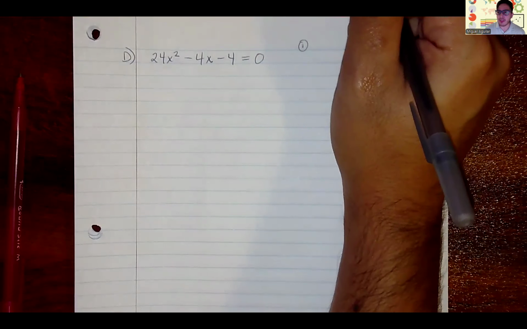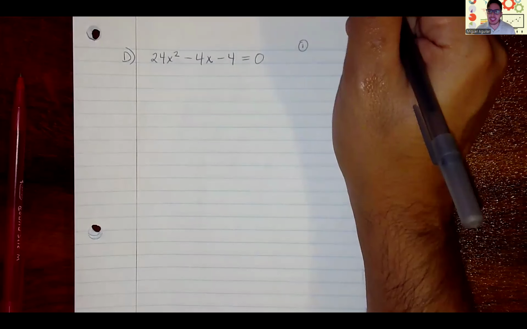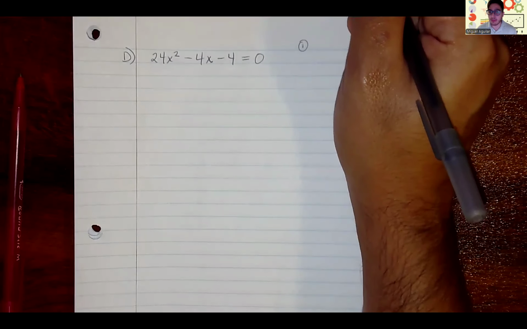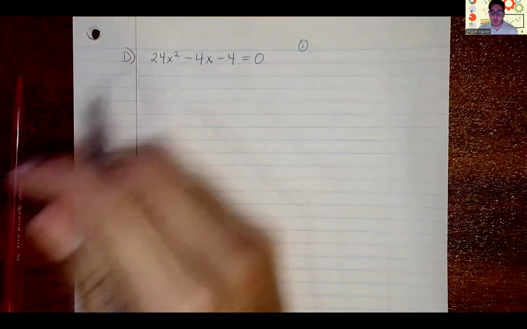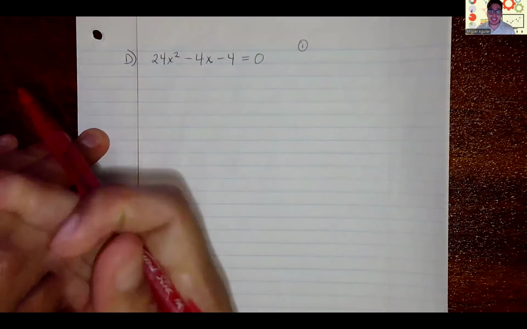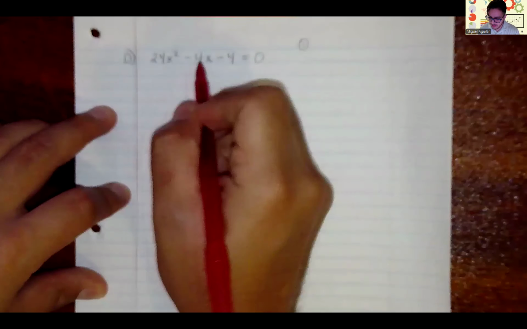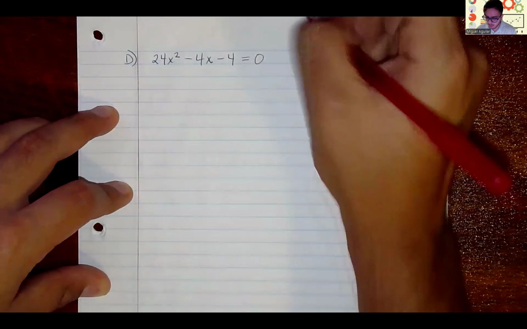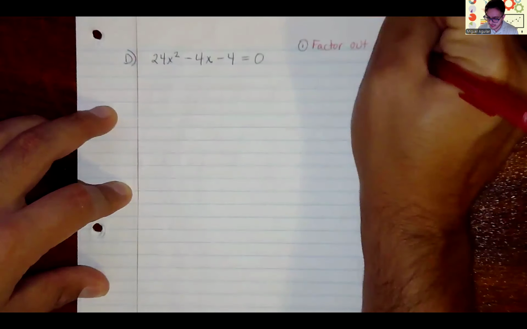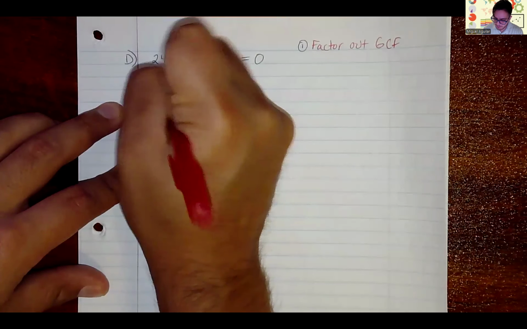But it turns out that if you can simplify this by factoring out a GCF, it's going to make your life a lot easier. It's going to make those numbers a lot smaller and more manageable to deal with. So whenever you have a quadratic trinomial, you want to check to see if there's a common factor that you can factor out. So if I look at 24, -4, and -4 here, what I actually want to do is factor out the GCF, which in this case would just be a 4. So let's factor out a 4.